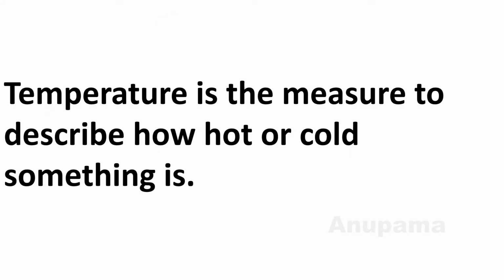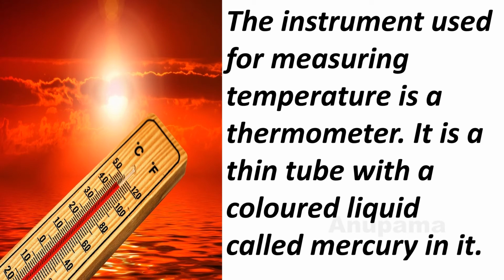Students, in the series of time and temperature, today's topic is conversion of temperature. As you know, temperature is a measure to describe how hot or cold something is. The instrument used for measuring temperature is a thermometer. It is a thin tube with a colored liquid called mercury in it. There are two types of thermometer, degree Celsius and Fahrenheit.